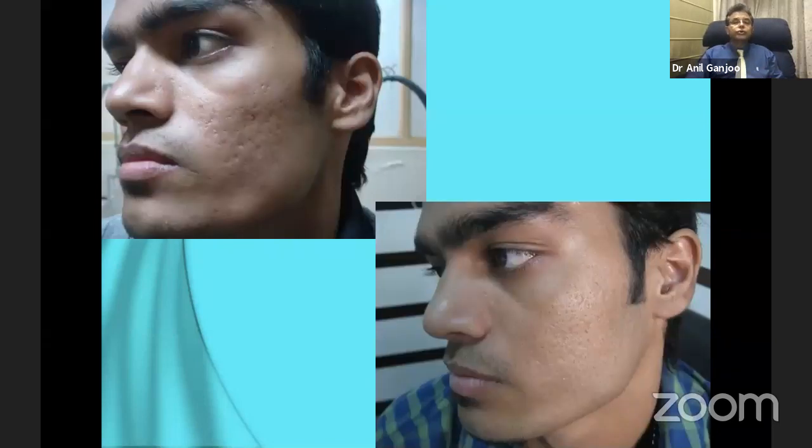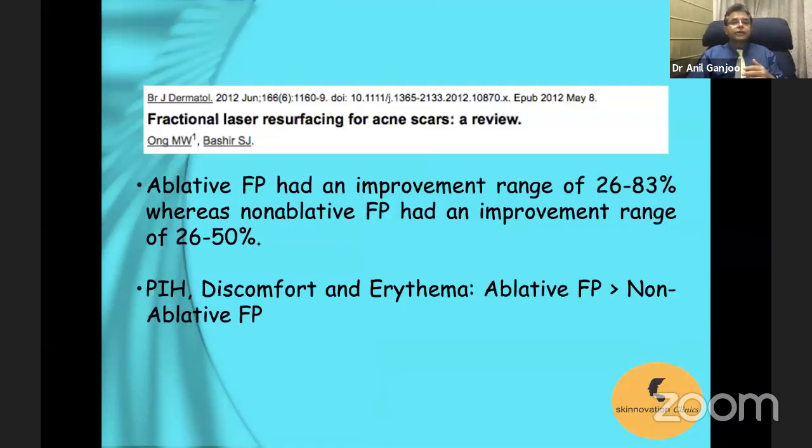As I told you, CO2 fractional has the advantage of causing coagulation around these MTZs. This coagulation induces tightening in the skin. You can see some filling effect in the skin also, which has happened in this patient. In addition to the scars that have improved, there is filling effect. The hollowness of the cheeks has also gone to some extent. You can see the improvement in the hollowness, the scars, etc.